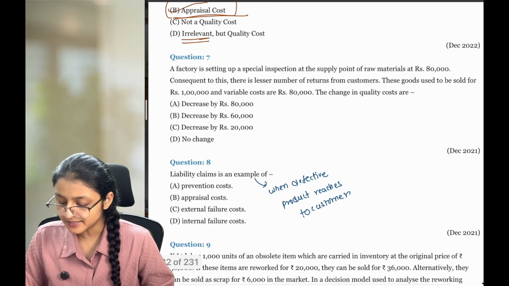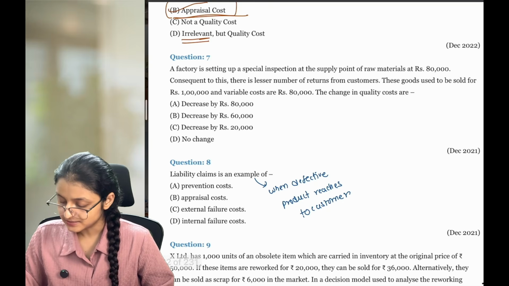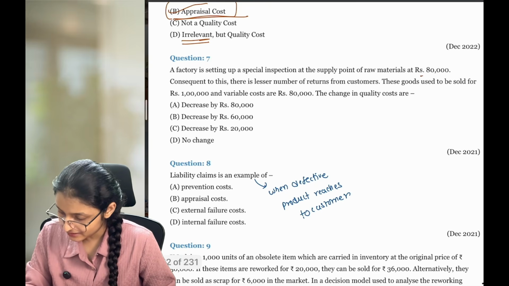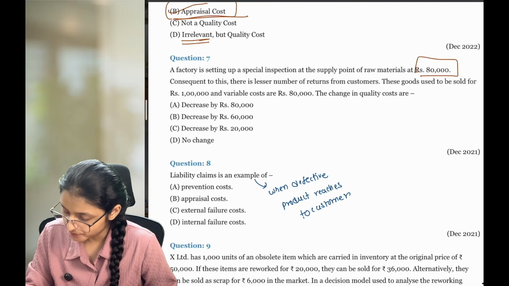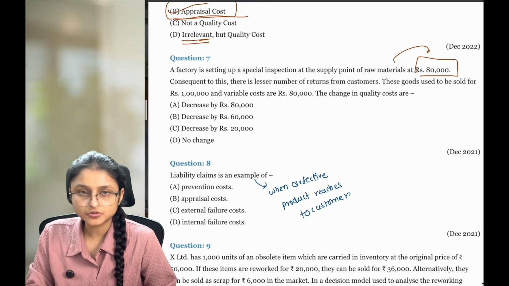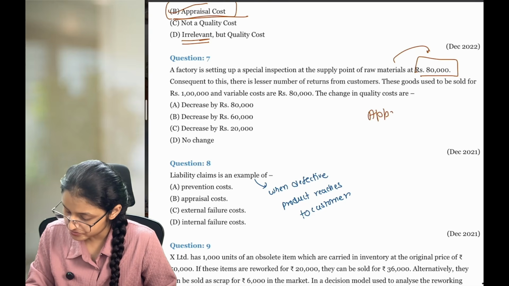A factory is setting up a special inspection at the supply point of raw material at 80,000. So we are going to inspect, and the cost of inspecting is going to be 80,000. So this is the appraisal cost which we are incurring.